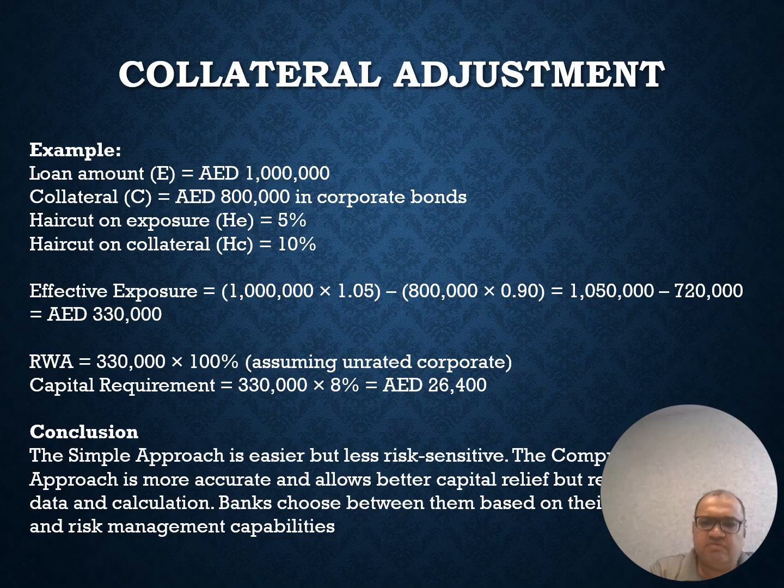This 5% and 10% are given by the Basel. Haircut on collateral: it has given you 800 million in corporate bonds, but since they are corporate bonds which are subject to default, you also put a haircut. There's 800 million into 90%. You don't take 800 fully, you do 800 into 90, because it also has a risk of defaulting. So you both notch up the exposure and notch down the collateral, and it works out to 1,050k minus 720k, which is equal to 330k. Now, of the 330k as a risk-weighted asset, since it's an unrated bond, you have 100% as your exposure, of which you keep 8% as your capital.